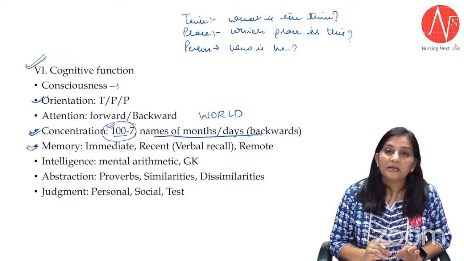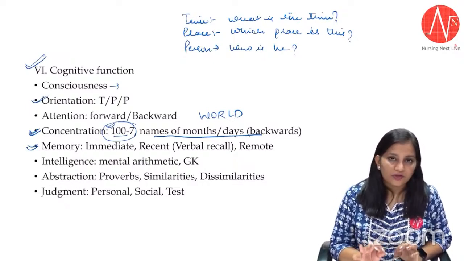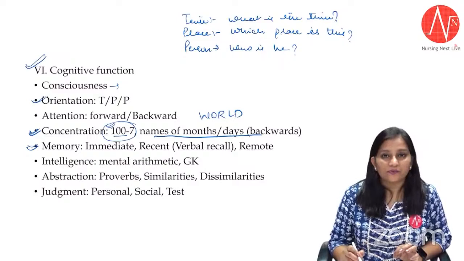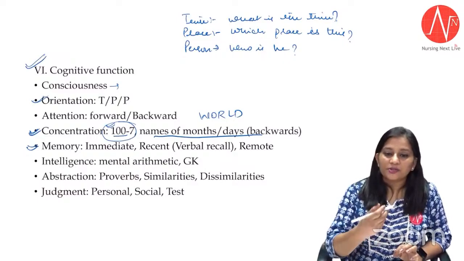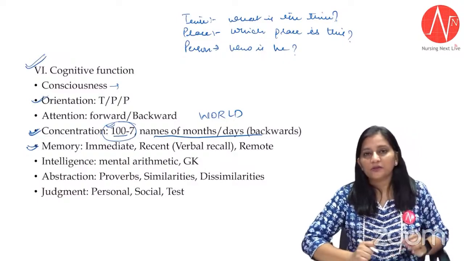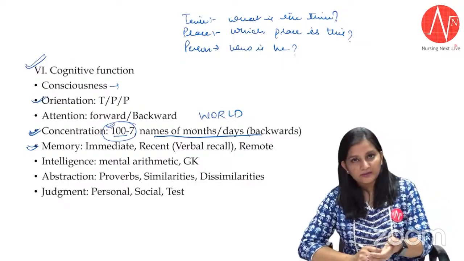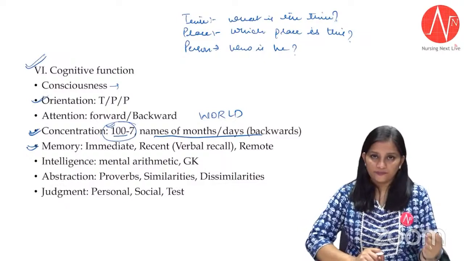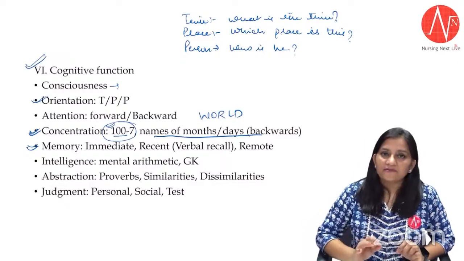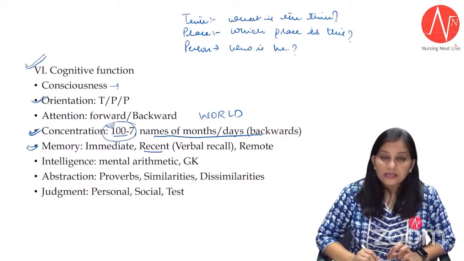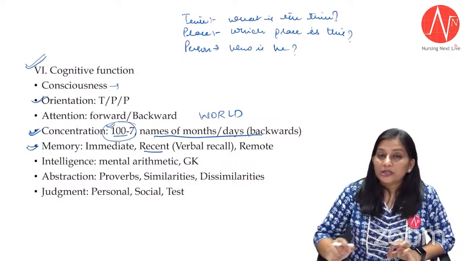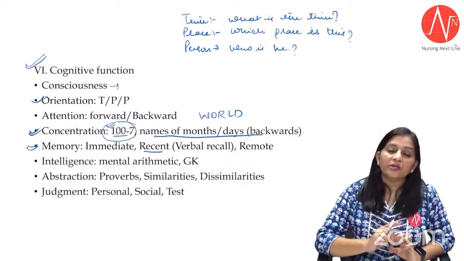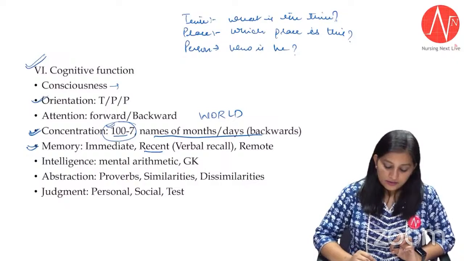Then comes memory. In memory, there are 3 types we check: immediate, recent, and remote. For immediate memory, you say something to the patient, then you ask some other thing, and then you ask the patient, what did I tell you? Can you tell? So immediate is within 5 minutes memory. Recent means you can ask, what did you eat at dinner? The last 24 hours memory is recent.